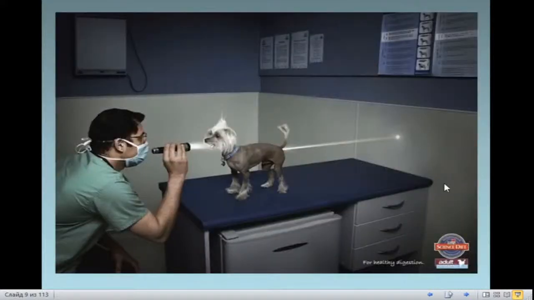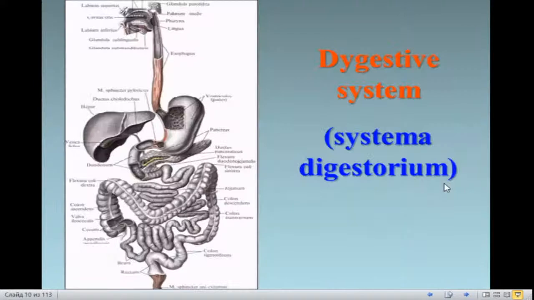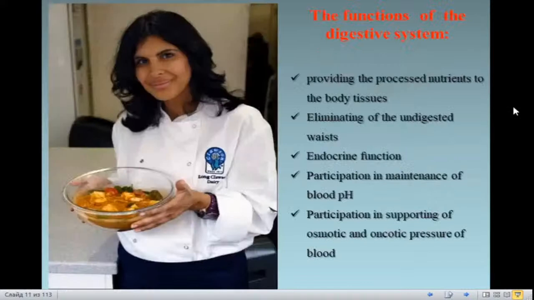Now we are coming closer to the digestive system. In Latin that sounds as systema digestorium, digestive system. And the functions of the digestive system are as follows. First of all, providing the processed nutrients to the body tissues, because the tissues cannot consume the unprocessed things. The next, eliminating the undigested wastes, and that is also very important.